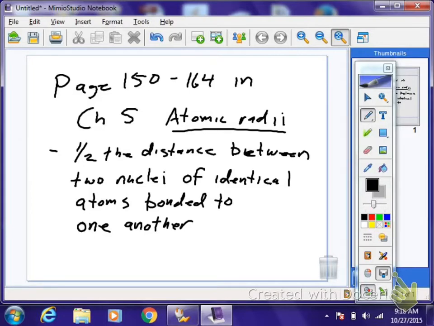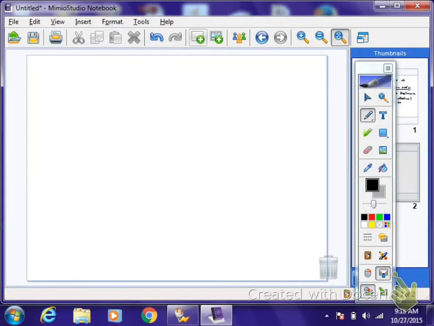So what is the trend, as you look on page 151, for the period trend? So I'm going to have somebody volunteer or call on them. We just look at either the numbers that they give us, that gives us the radii, and the circles are relative sizes of atoms based upon that number that you have there.